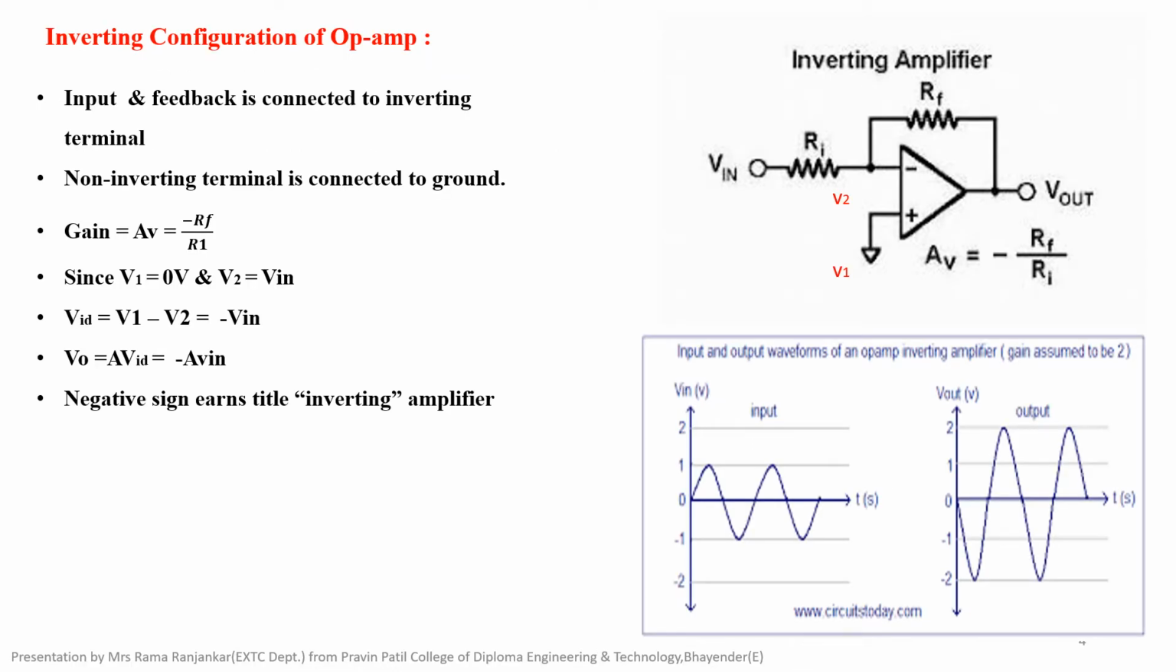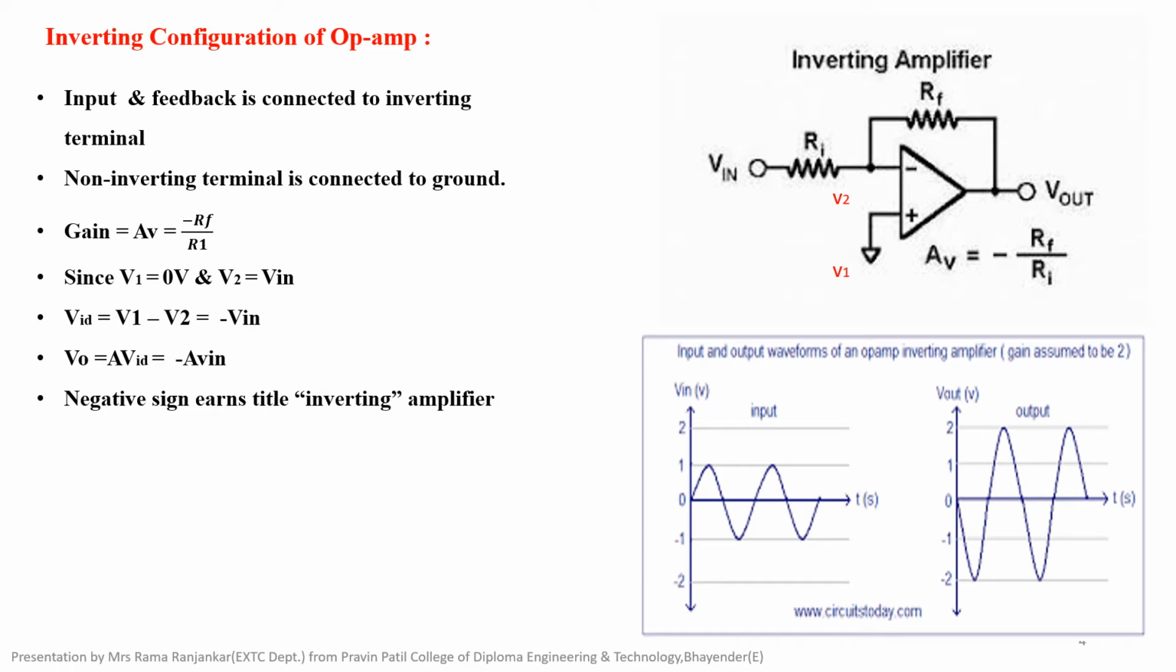Let's see the inverting configuration of op-amp. In this, input and feedback are connected to the inverting terminal as shown in the diagram. The non-inverting terminal is connected to ground. It's very important: the gain of the inverting configuration of op-amp is calculated as minus Rf upon R1, and output voltage VO is equal to A into VID, that is minus A into VIN. So the negative sign indicates the inverting amplifier.